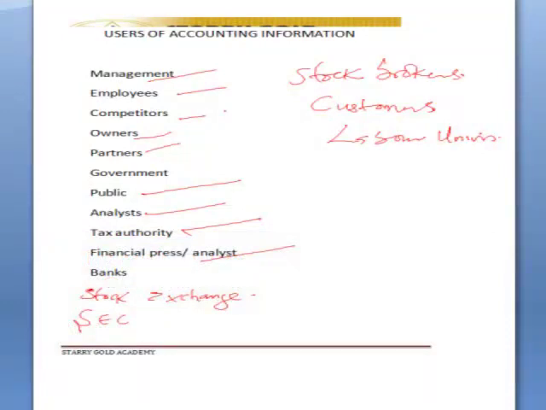Then the following people have a direct interest in the financial statement: the present investors, the potential investors, and creditors, who have a direct financial interest in the accounting information presented by a company. So these are the users of a financial statement. I want to classify them. So look at these classes.